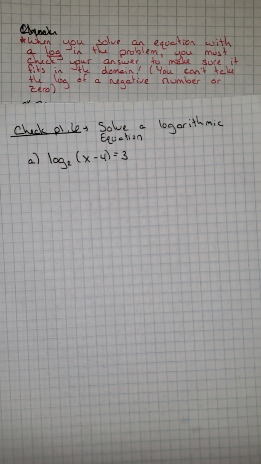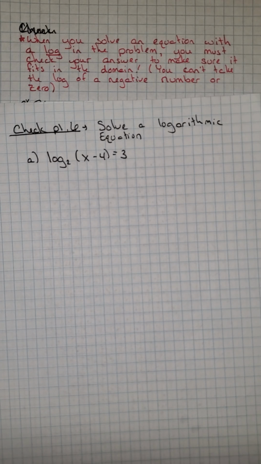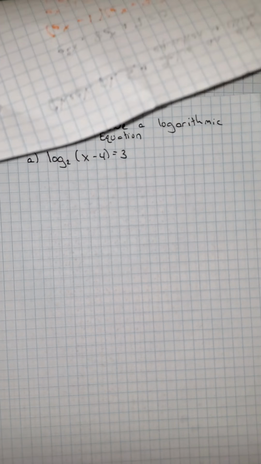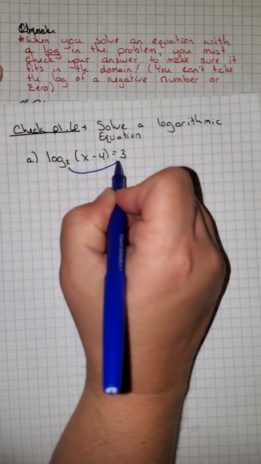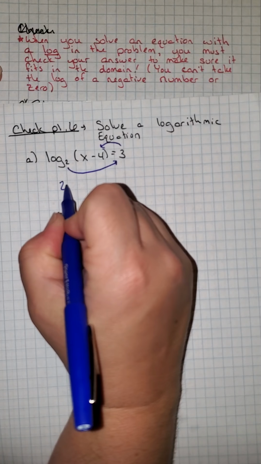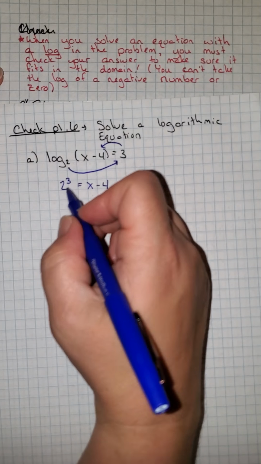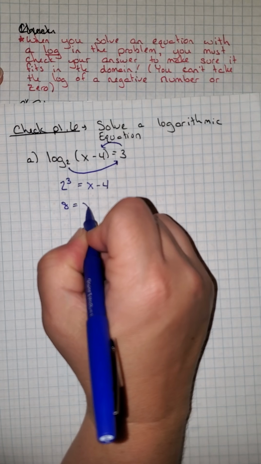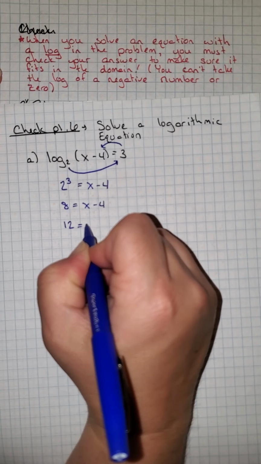Alright, so this one you have a log by itself on the left hand side. So we can go ahead and get it out of log form by putting it into exponential form. So 2 to the third would equal x minus 4. 2 to the third is 8. Add the 4, so 12 equals x.